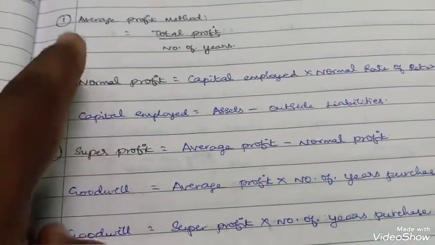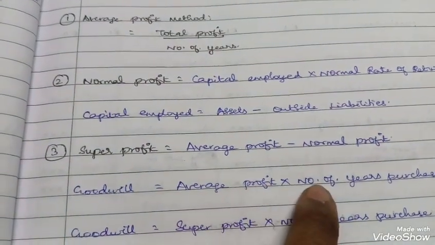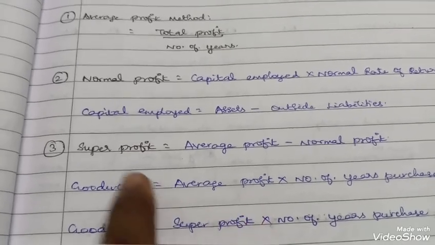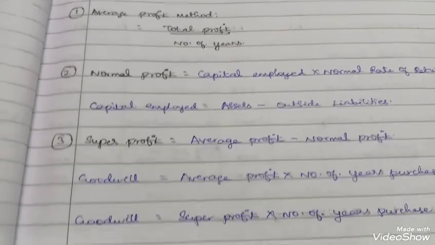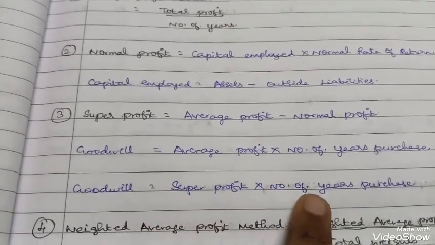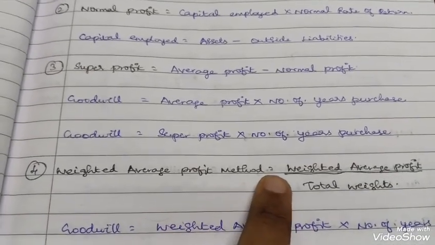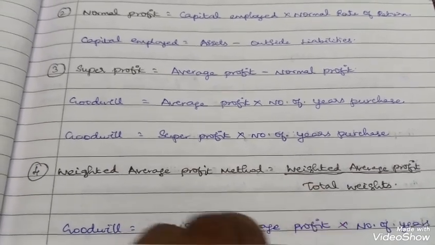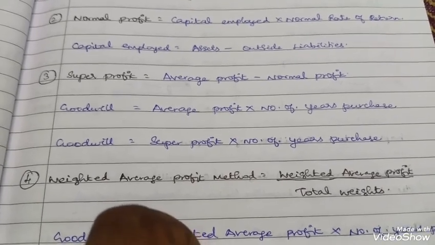If the question says to find out average profit and find the goodwill, the formula will be average profit into number of years purchased, for finding out the goodwill under the average profit method. If the question says that goodwill has to be found out under the super profit method, the formula is super profit into number of years purchase. Then the weighted average profit method of goodwill: the formula is weighted average profit divided by total weights. You add all the products to get the weighted average profit, and the total weights.